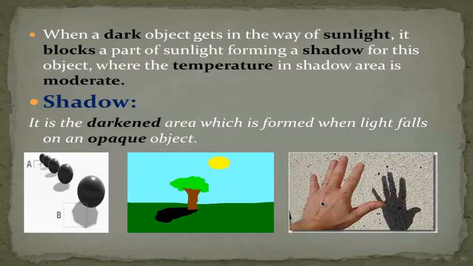When we put the torch in front of my hand, my hand is an opaque object. My hand will block the light of the torch and form its shadow on the wall. Okay.